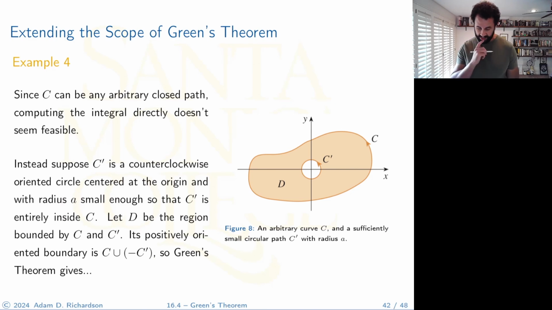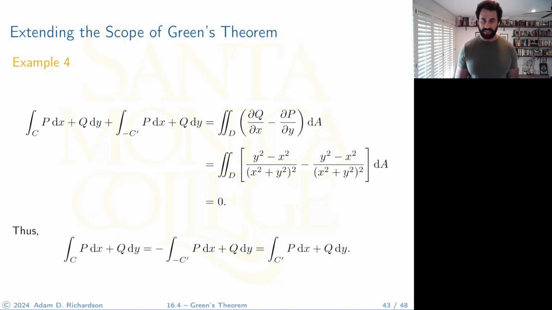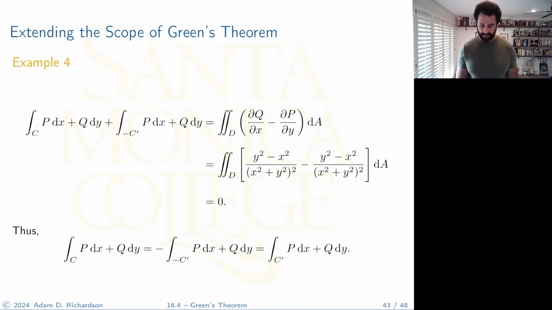Yeah, exactly. So instead what we're going to do is put a counterclockwise oriented circle right at the origin with a radius that's small enough that it fits within the region D. Then the positively oriented boundary is going to be C union negative C prime, because remember we want the region to be on the left side. So then Green's theorem is going to give us this. The integral over the region is going to be the sum of these two line integrals, just like so.